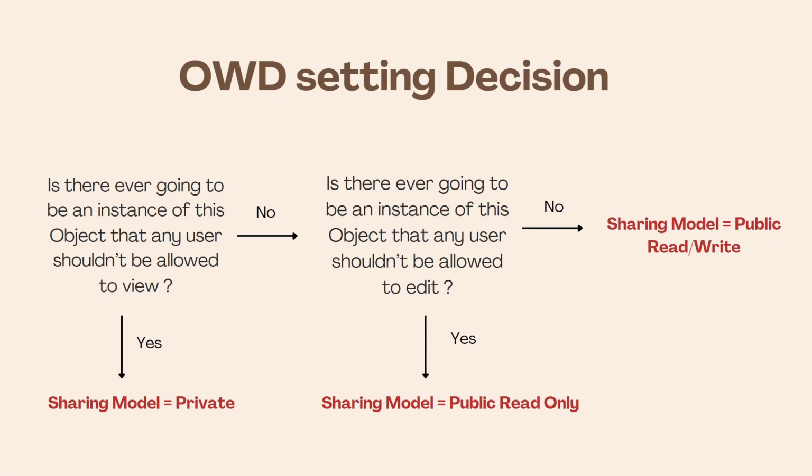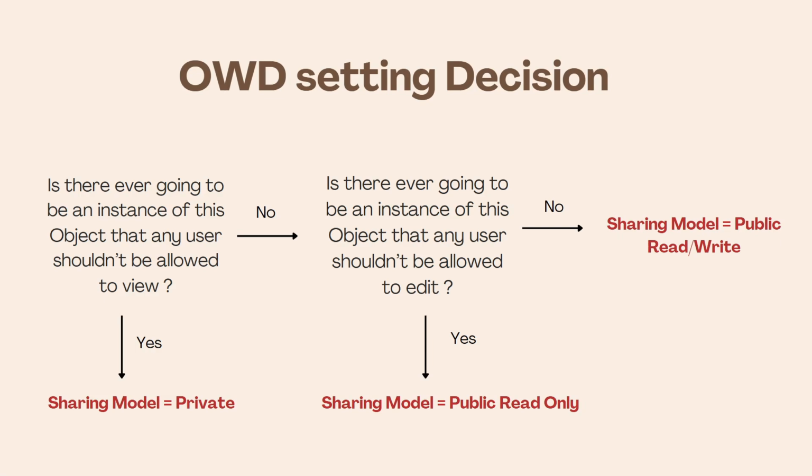But if no, meaning everyone should be allowed to see those instances of an object, then we ask another question: is there ever going to be an instance of this object that any user shouldn't be allowed to edit? If yes, then the sharing model will be public read only, because users would be allowed to see, but not allowed to edit each other's records. But if no, meaning users can edit anyone's record, then the sharing model would be public read write.